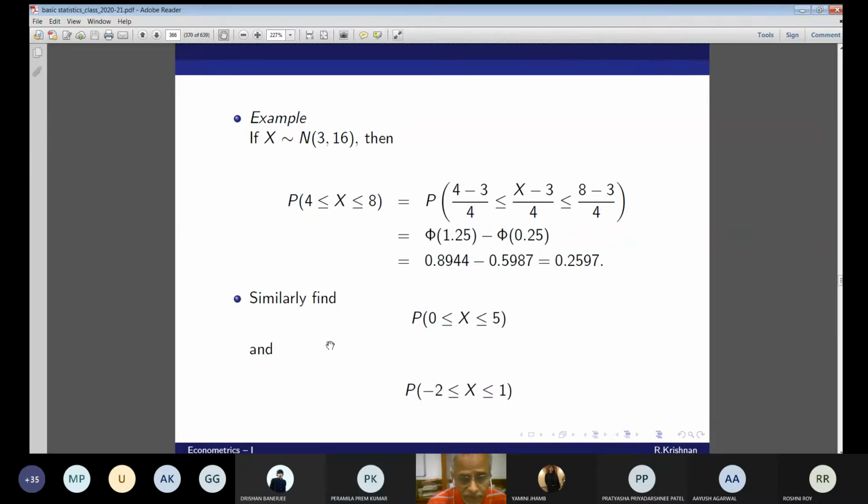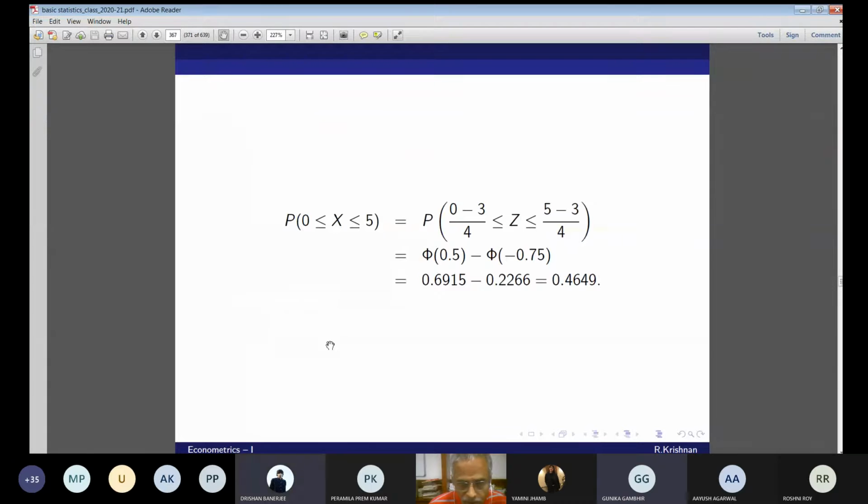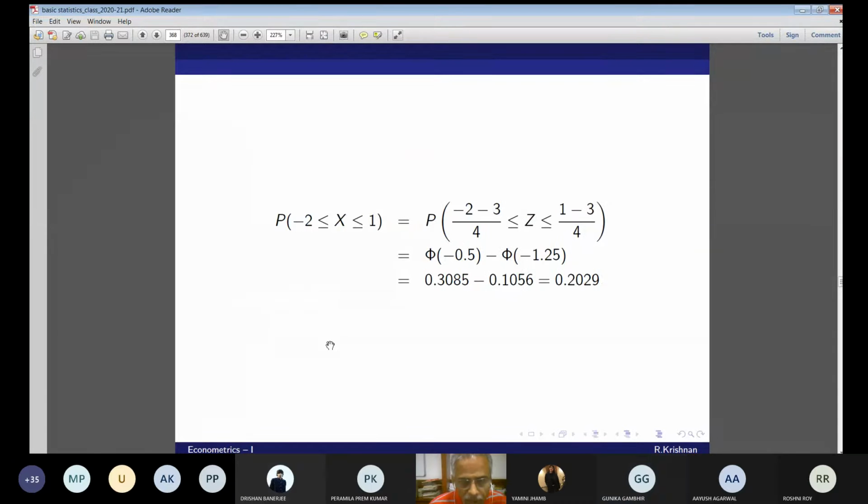Okay, rest of the class, did you find it? Sir, is it 4649? 4649 is 0x less than 1. The other one should be 2029. Yes, okay, this is 4649, so 2029.